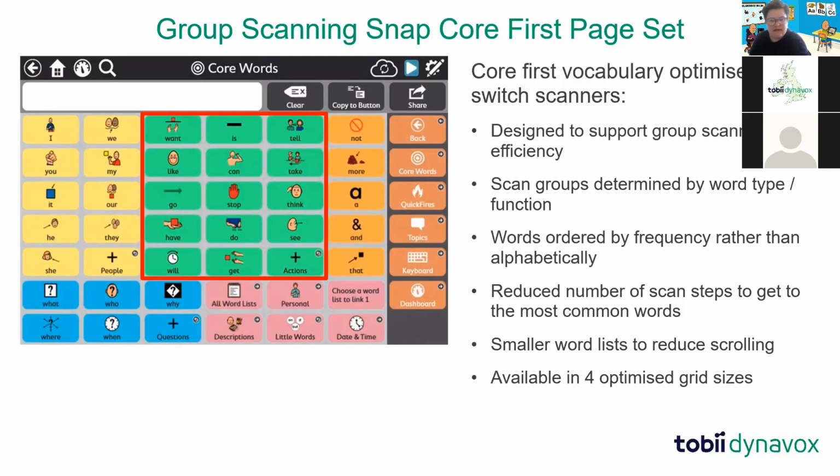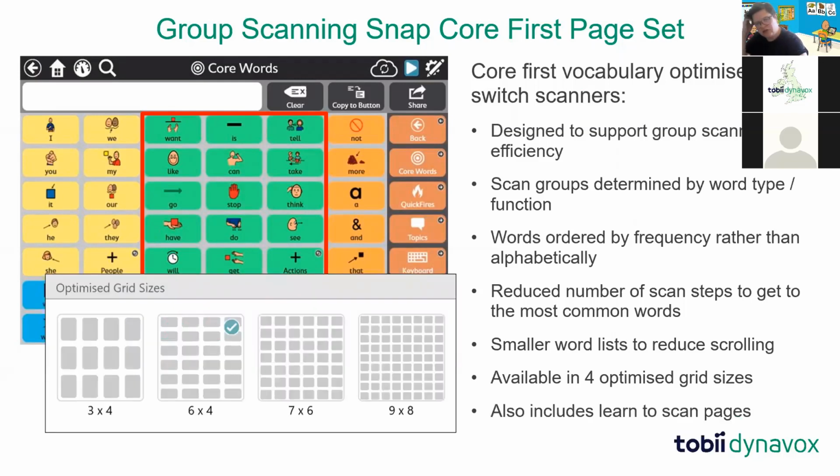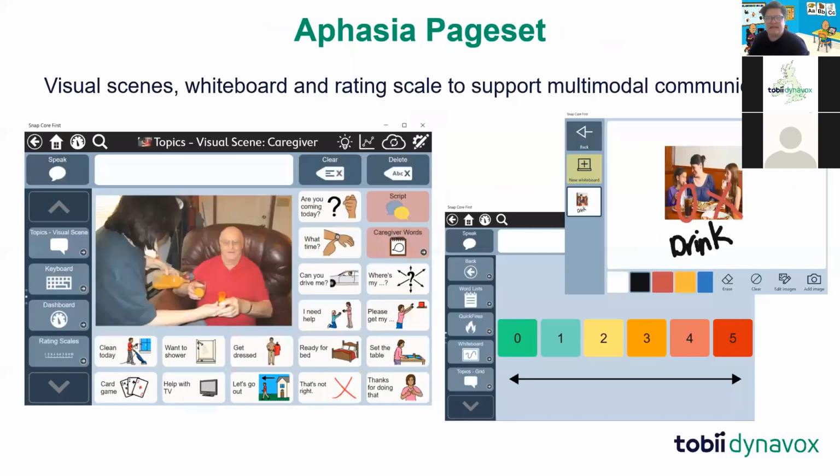There are 4 different grid sizes available. And we've also got some really nice learn to scan page sets in there. These contain activity-based pages that help teach scanning. The idea is we're introducing scanning to individuals, and it's not designed to be their main function of communication, but it does allow you to teach that in a more structured setting. As I say, if you're interested in finding out more about that, we do have a session coming up, and I'll give you the date in a sec.